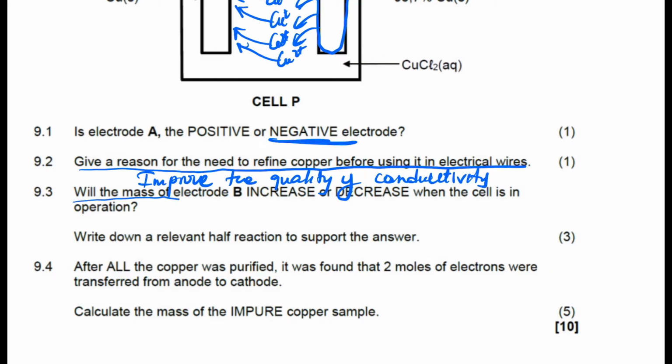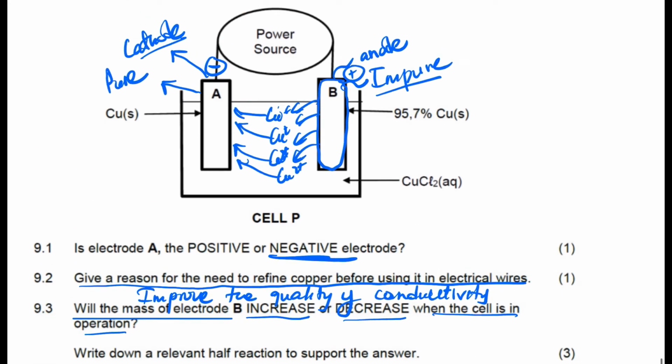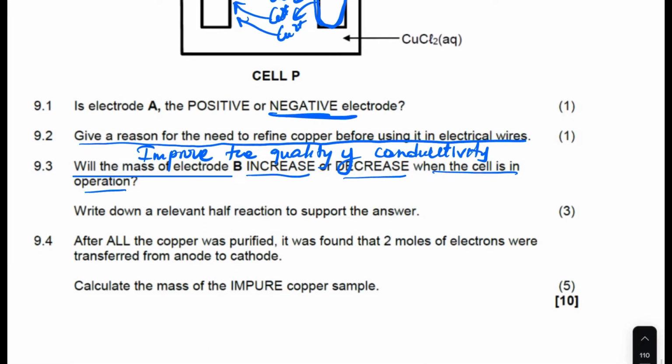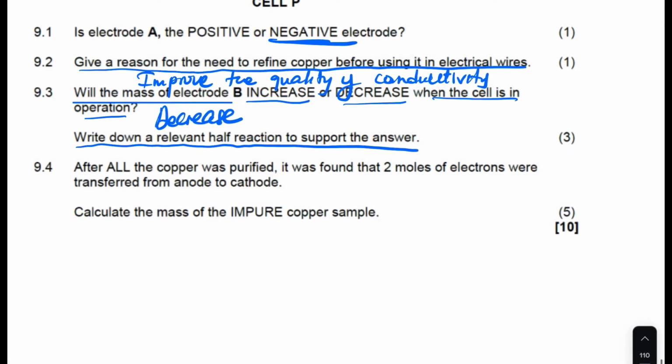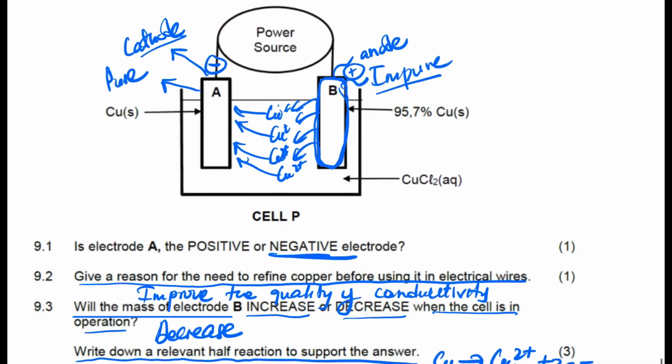Now it says, will the mass of electrode B increase or decrease when the cell is operating? Where is B? B is an anode. Always in purification, the mass of an anode decreases. So the answer there is decrease. Now it says, write down the relevant half reaction to support your answer. What is happening here is Cu is oxidized to Cu2+ and 2 electrons. That's what is happening at the anode in the impure sample.